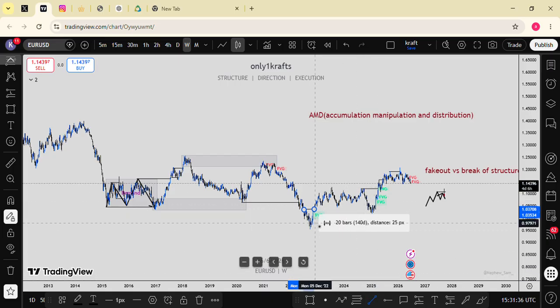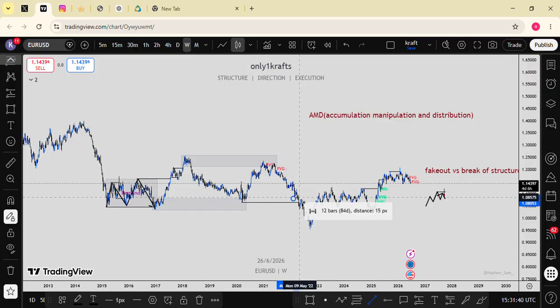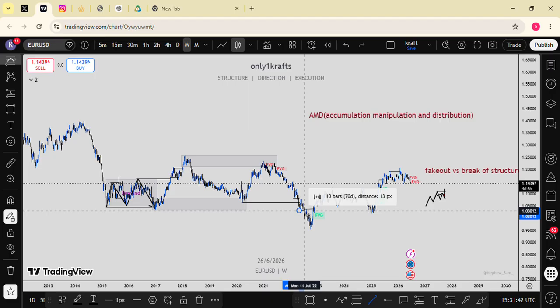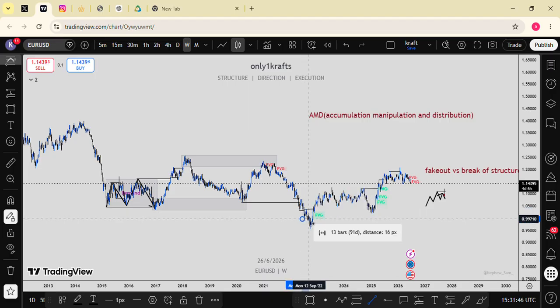Now, why is this a market structure shift? We had breakout structure to the downside. This is a breakout structure to the downside. Another breakout structure to the downside. Then this is also another breakout structure to the downside.